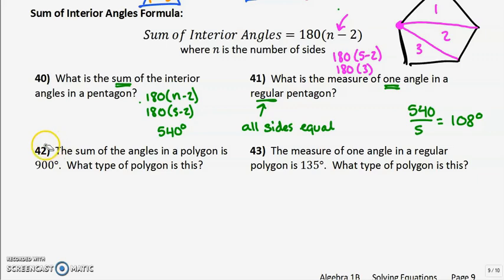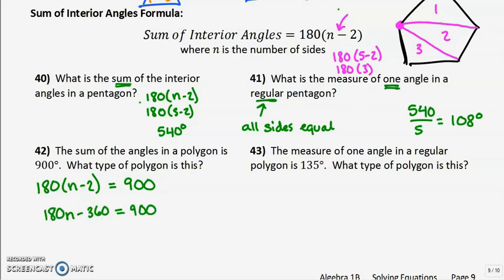Question 42 works a little bit differently. The sum of the angles in a polygon is 900 degrees. What type of polygon is this? So this means we're told the sum. We're going to have to work our way backwards. So if we're told the sum, that's going to be our 900 degrees. We're going to use our formula on the other side of the equal sign. And then all we're going to do is distribute.